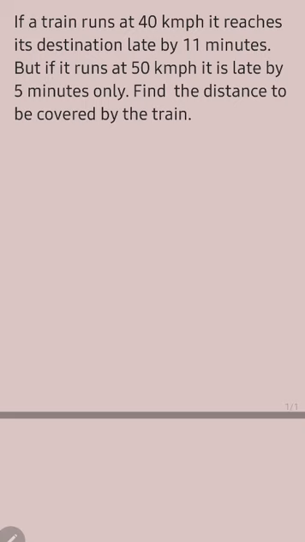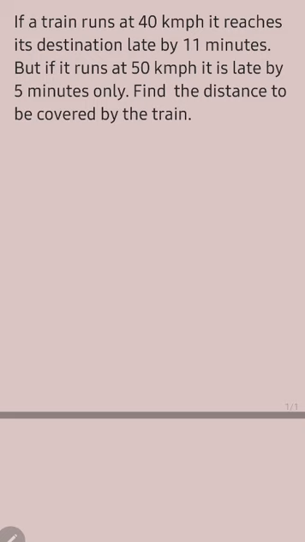We can observe here, the train runs at 40 kilometers per hour, 11 minutes late. Second situation, if the train runs at 50 kilometers per hour, that means the speed is increased. That means it takes less time. That is only 5 minutes late. Now what are we going to find? Find the distance to be covered by the train. So distance we don't know. So distance is the unknown quantity here.